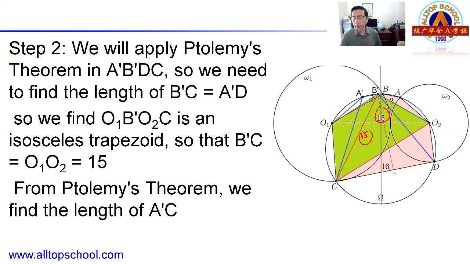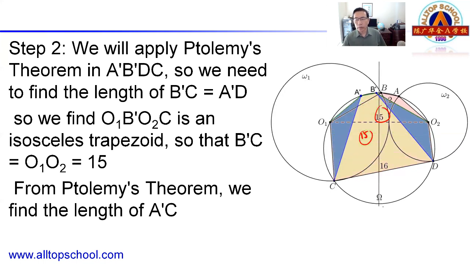That's the second step: try to identify the diagonal B prime C. This diagonal is shared between two quadrilaterals. One is the trapezoid we focus on. The other one has the same length as O1 O2 for that diagonal. So we figure out that length will be 15. So that's nice. After that, we apply the Ptolemy theorem to find A prime C.